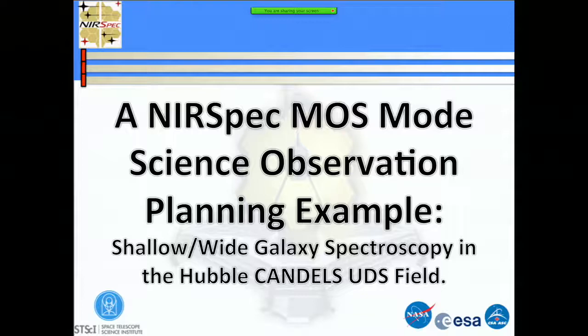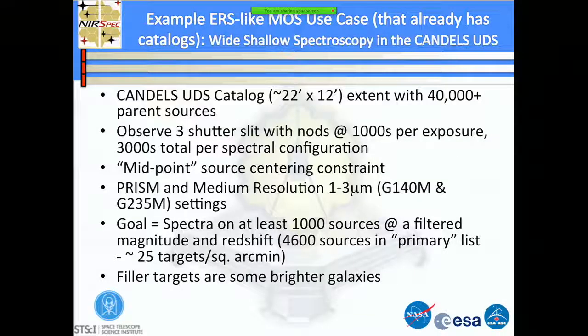Alrighty, so I'm just going to describe a use case that was basically an ERS-like MOS science use case. This already has planning catalogs from Hubble images from the CANDLES survey. This is a wide, shallow spectroscopic survey of the CANDLES UDS field. The CANDLES UDS catalog spans about 22 arc minutes by 12 arc minutes extents with 40,000 plus parent sources. So this is actually the biggest catalog I've ever tested MPT with.